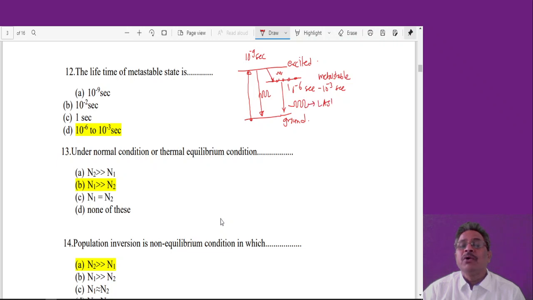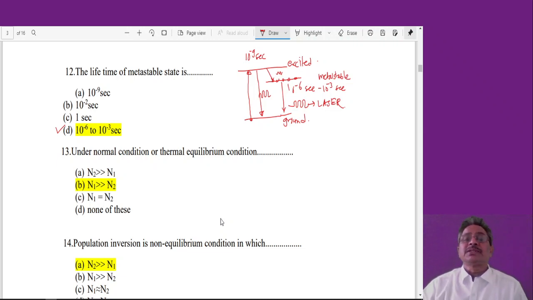I think you might have learned all this operation in your classroom, but the same operation is to be understood when we go for these types of states: metastable state, ground state, excited states, etc. Therefore the lifetime of the metastable state is 10⁻⁶ seconds to 10⁻³ seconds. So for question number 12, option D is the correct option, which tells you about the metastable state, different from the ordinary excited state or ground state.